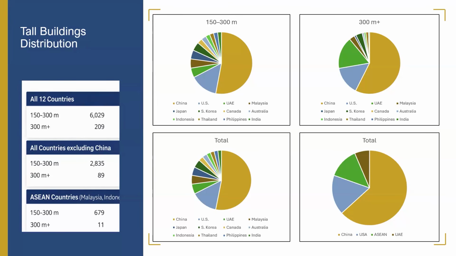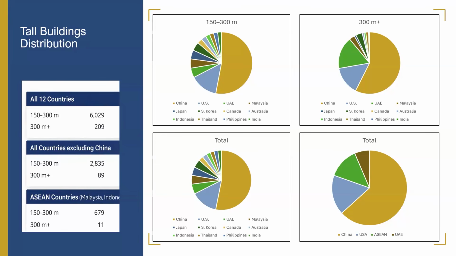And this one is the total: China, USA, ASEAN, four countries, and then UAE. So if you look around the world, you will find that most tall buildings are in China, followed by USA, followed by the ASEAN region, here 5 countries, followed by UAE, and then the rest. So once again, the numbers clearly show where most of the tall buildings are being made. And so these are the numbers.